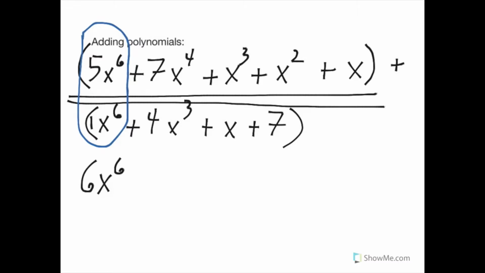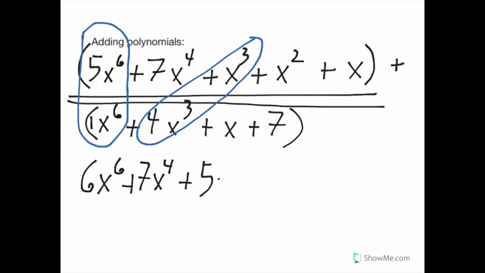Now, we look at 7x to the 4th in the first polynomial, and we don't see any matching term in the second polynomial. So, therefore, very simply, it remains the same, okay? Then we look at x cubed. Oh, look at that. We have two x cubed terms, okay? So, those are going to add to 5x cubed, because as we know, anything without a number before it is 1. So that's 1x cubed plus 4x cubed gives you 5x cubed.